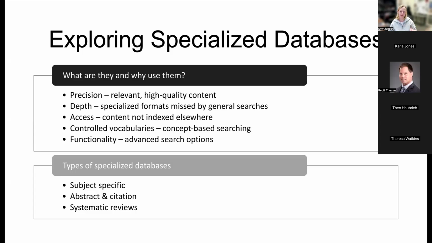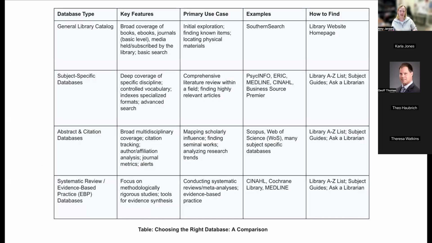So the functionality, the advanced search options, are really good in those databases. It's really possible to drill down into what you really need. And then we have other kinds of databases aside from those subject specific ones: abstract and citation databases, and some for systematic reviews. So that'll take me to my next page.